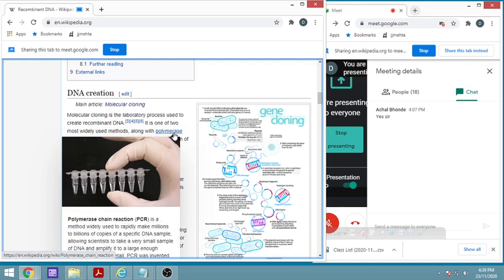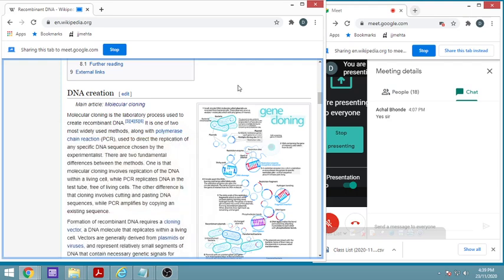This is a method which is very widely used to make millions or billions of copies of a specific DNA sample. Even today we have the RT-PCR test, which is very popular for COVID testing, you must be knowing about it. So in this polymerase chain reaction, there are many enzymes, and one after another they add nucleotides. This addition of nucleotides makes the whole DNA, so they can make artificial DNA.